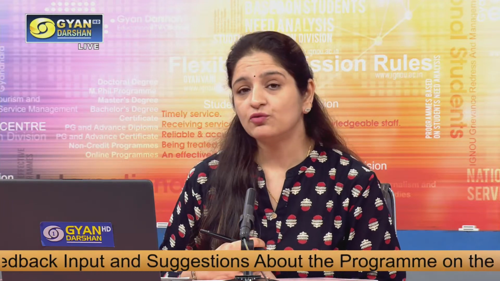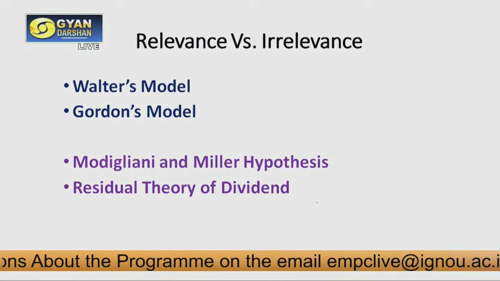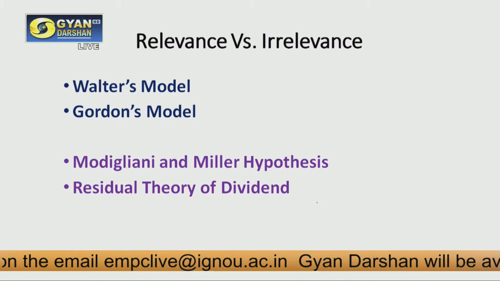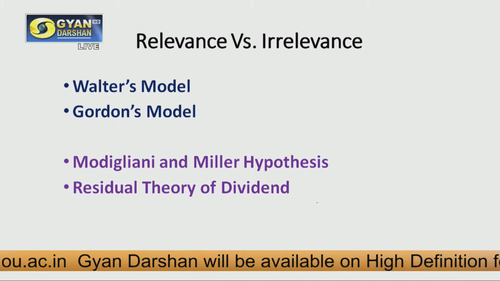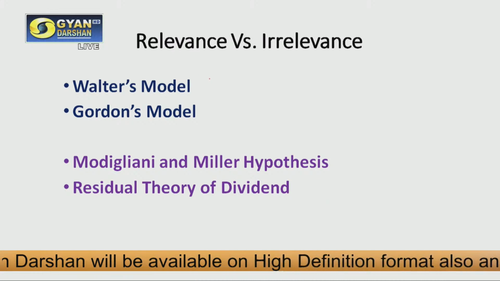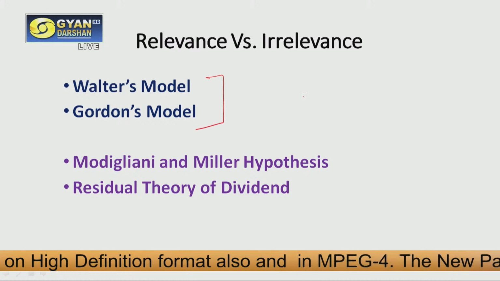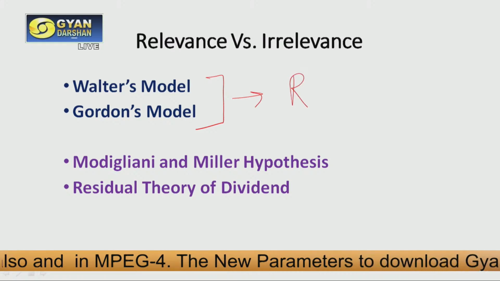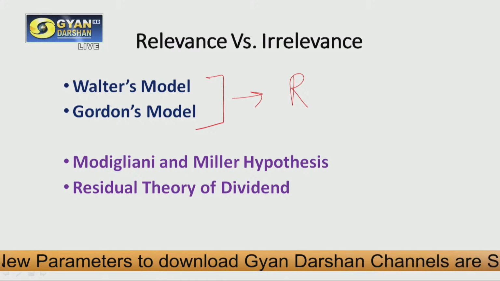With this, let us move on to the models of dividend decisions. So models of dividend decisions are categorized into two parts, or we may say that there are certain models which are relevance models of dividend decisions, and then we have irrelevance models of dividend decisions. On the screen, you can see that there are 4 types of models written. These first 2 models, Walter's model and Gordon's model, are relevance models of dividend decisions.